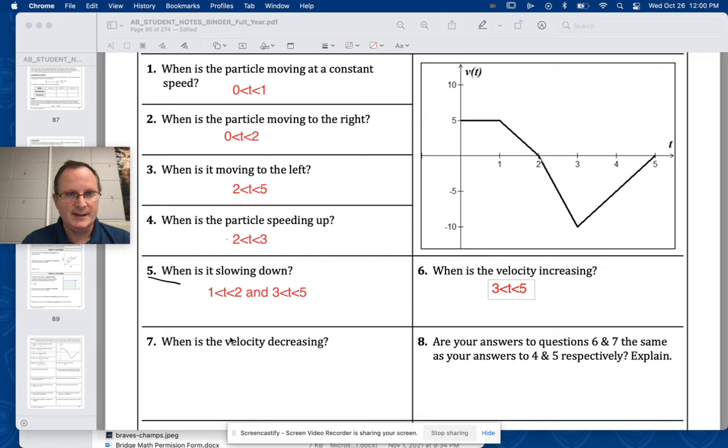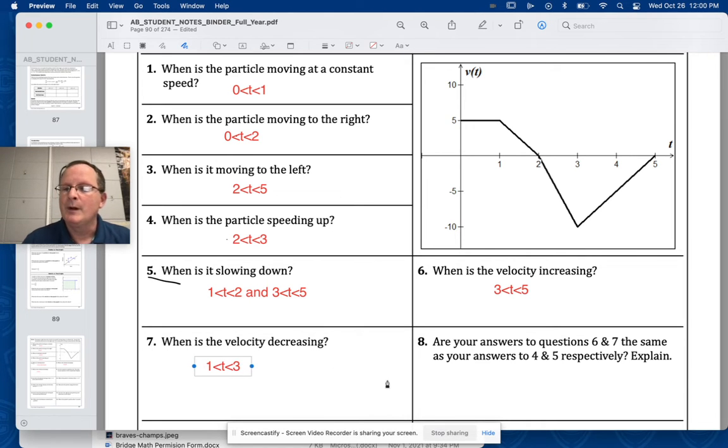When is it decreasing? In other words, when is the slope negative? It looks like all the way from 1 to 3.